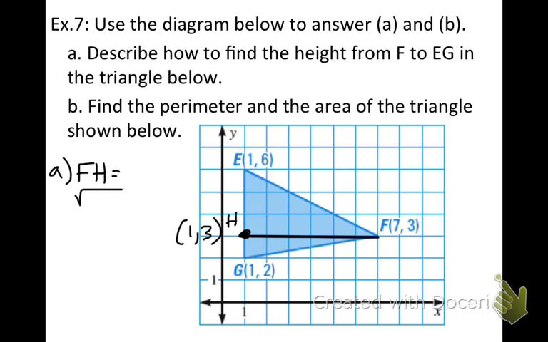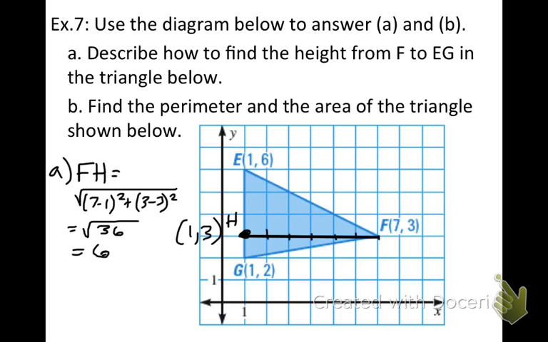So that's going to be the square root of 7 minus 1 squared plus the difference in the y-coordinates, 3 minus 3 squared. And that's going to be the square root of 36, which equals 6. So we can find the height there. That 6 should also be just counting the grid lines: 1, 2, 3, 4, 5, 6 from H to F.